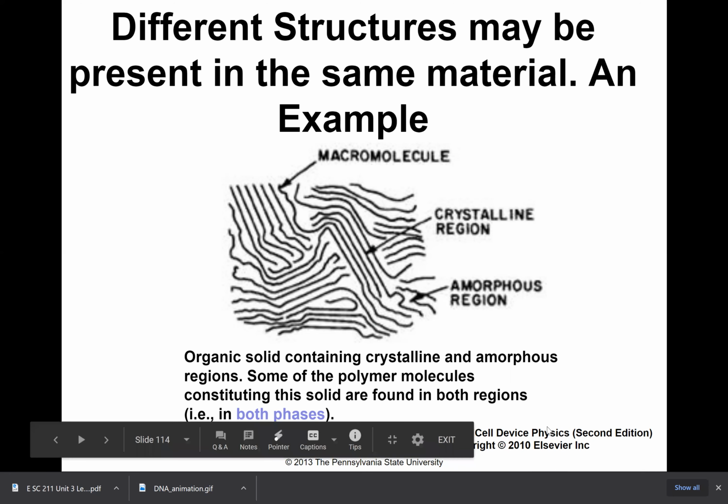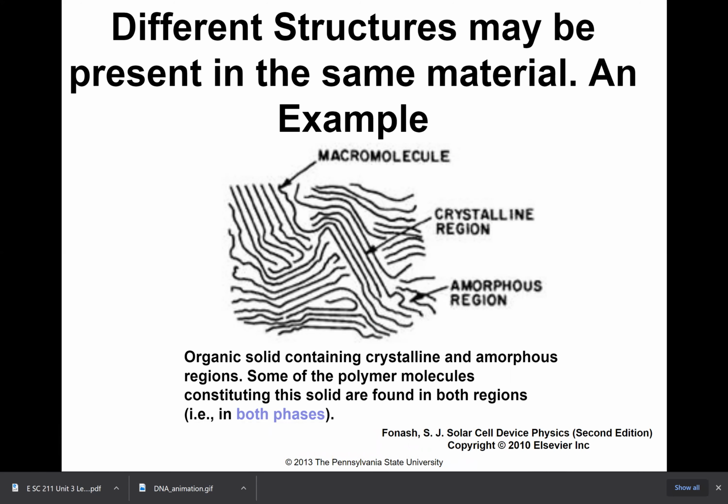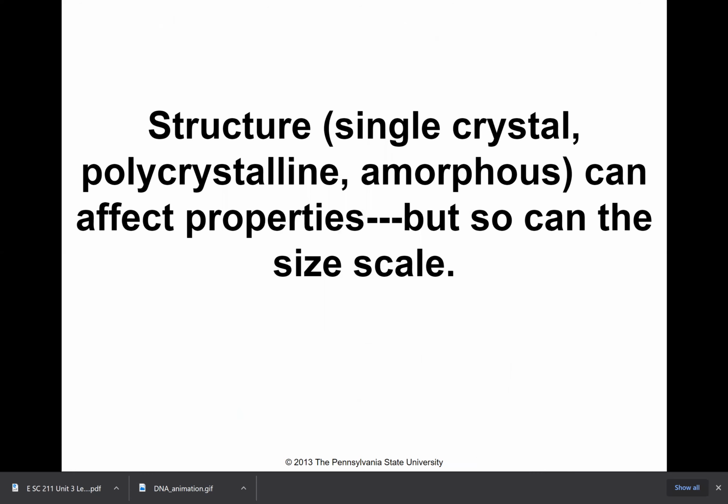Oh, this was the solar cell device physics. Huh. I don't know if that has something to do with solar cells, but in plastics, I know they do that on purpose often. And the density, how much crystalline versus non-crystalline material is in there, can change the properties, etc.